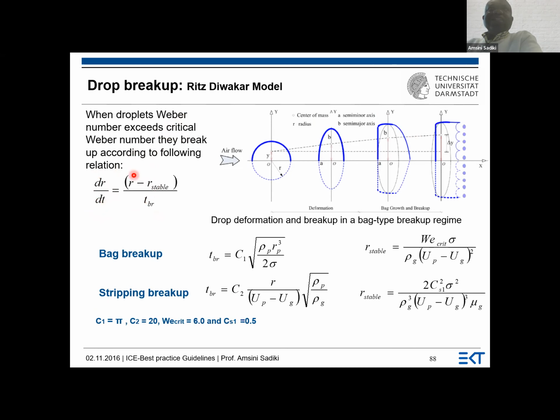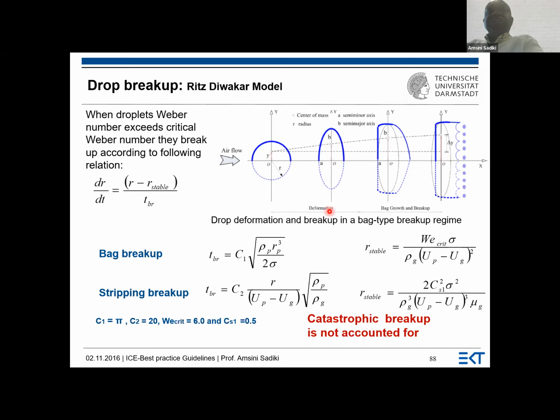It is exactly this. We can approximate it as the variation of this diameter, of this radius minus a radius which is stable, divided by the breakup time. And you can see here, it is a devolution. So we have the interaction of the droplet. Here we have first a deformation, and then we have a bag growth and breakup. And here at the end, we have this kind of atomization, the catastrophic atomization.